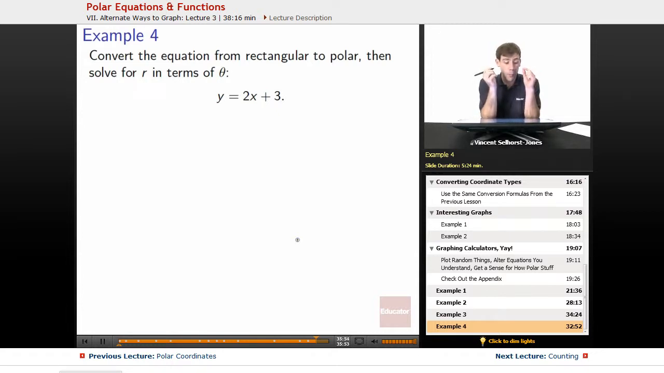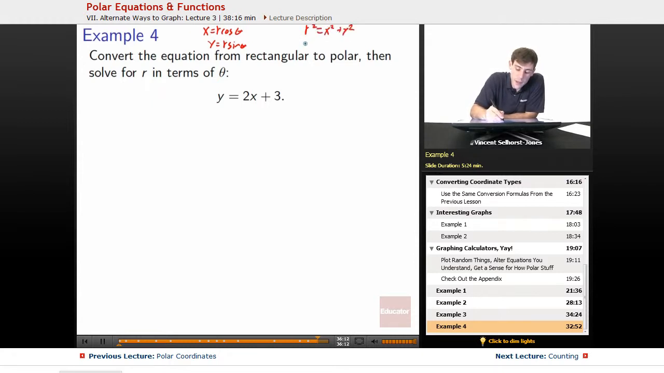So we're going from rectangular to polar. Last time we went from polar to rectangular, so now we're going the other way. Solve for r in terms of theta. Once again, we've got the same x equals r cosine theta, y equals r sine theta, r squared equals x squared plus y squared, and tan theta equals y over x.